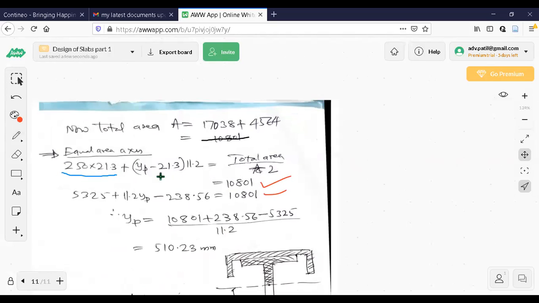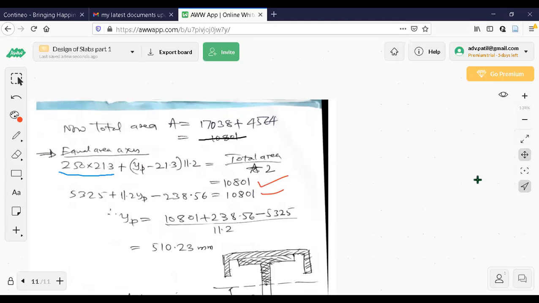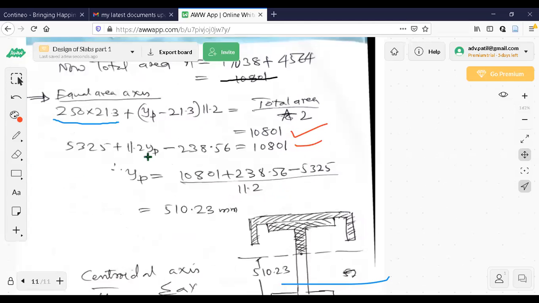Yp minus 21.3, it is the height of the rectangle into the width of the rectangle, which is 11.2. So these two together should be equal to area by 2, half of the area. It should give 10,801. So now Yp can be separated here.